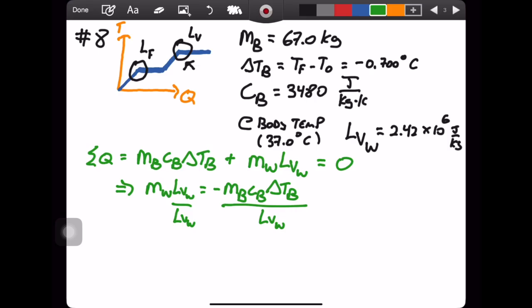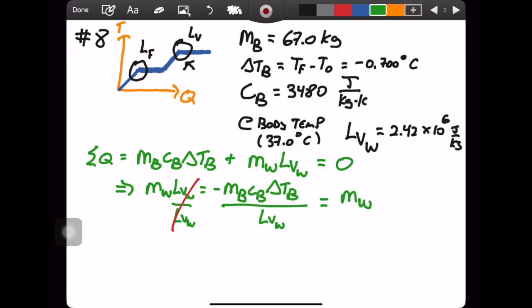You can always, if you do something to one side, as long as you do the same exact thing to the other side in an equation, you're good. And so what happens is that that cancels. And so now you've got this relationship where the mass of the water that was evaporated is equal to the negative of the mass of the body times the specific heat of the body times the change in temperature of the body divided by the latent heat of vaporization of water.